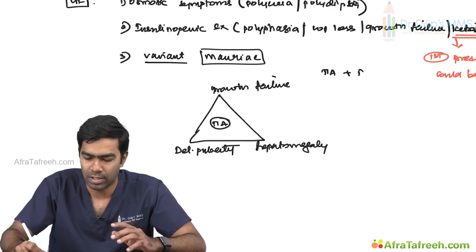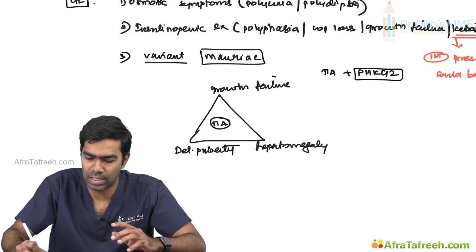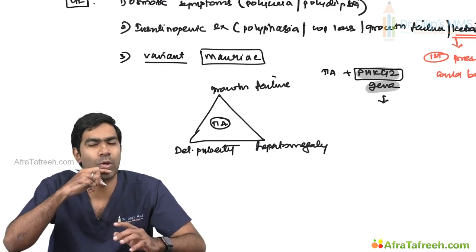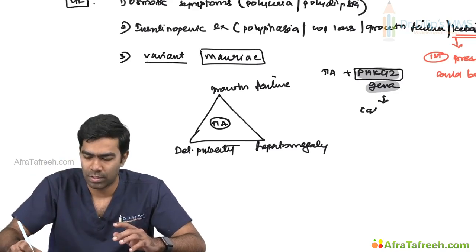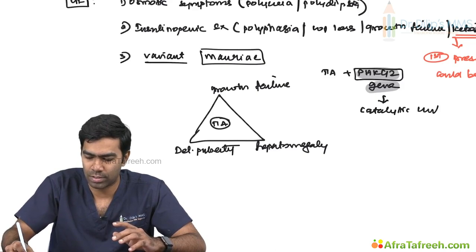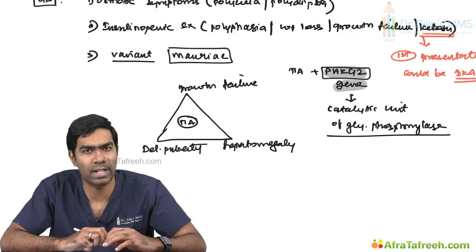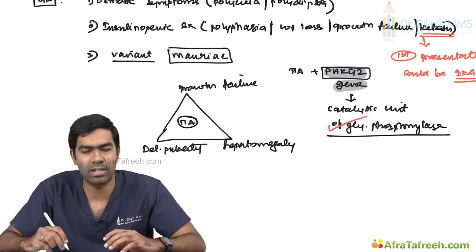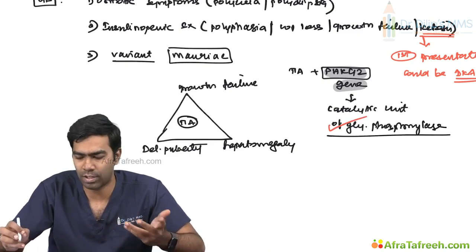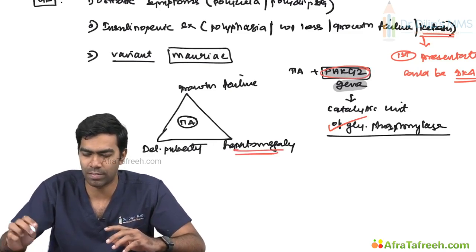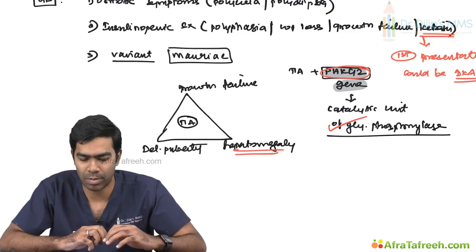Plus at the same time, there is a mutation in the PHKG2 gene. This gene is thought to produce one important protein, especially the catalytic unit of glycogen phosphorylase. Remember, glycogen phosphorylase is very important for the breakdown of glycogen. There are two enzymes that are important for breakdown of glycogen: one is glycogen phosphorylase, second is the debranching enzyme. Of course, if there is a defect in the glycogen phosphorylase gene, especially the catalytic unit of the glycogen phosphorylase enzyme, you are going to get poor breakdown of glycogen, and because of glycogen accumulation in the liver, you are going to get moderate to massive hepatomegaly as well.